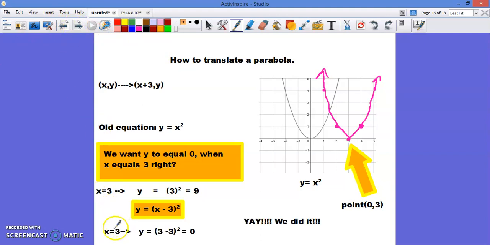And let's check that. Let's go ahead and plug a 3 back in for that value of x to make sure that it does indeed come out to be 0. If I plug a 3 in for this, I get y equals 3 minus 3 squared, and 3 minus 3 equals 0, and 0 squared equals 0. So yes, we did it indeed. This is the equation, y equals, in parentheses, x minus 3 squared.